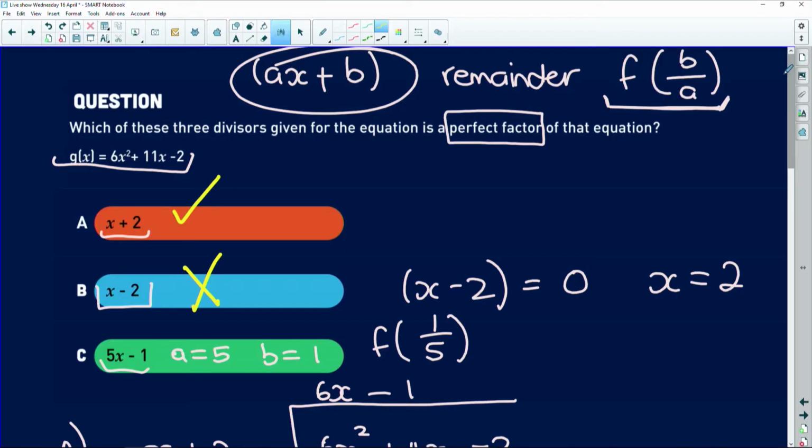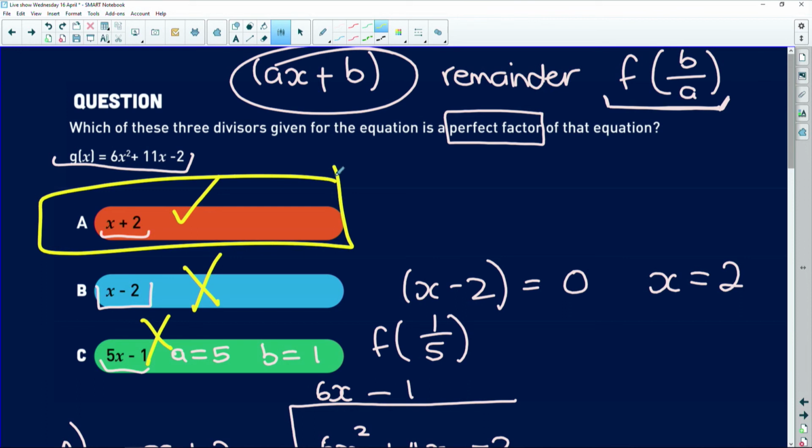And remember what I said, if you divide something into something else and there's something left over, it means it doesn't divide into it wholly, which means it's not a perfect divisor of that polynomial. Okay, guys, so hopefully these 3 methods have helped you understand your remainder theorem. Let's just mark that off there. So only this one here is a perfect divisor.